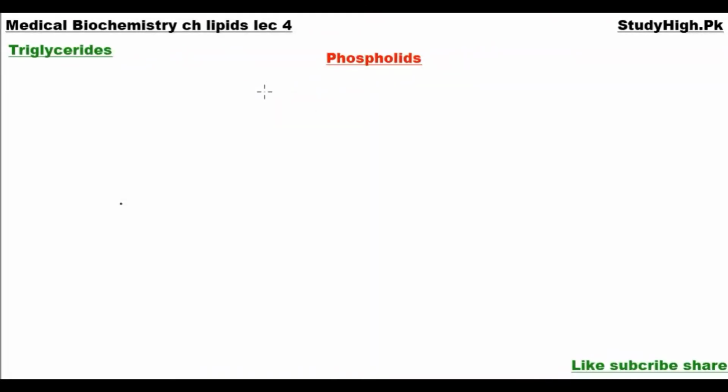Now we will discuss the phospholipids and their different types. The most basic point is that all these phospholipids are derived from triglycerols. A triglyceride is a precursor of all types of phospholipid. First of all, I want to show you the structure of phosphatidic acid, which is the simplest phospholipid.